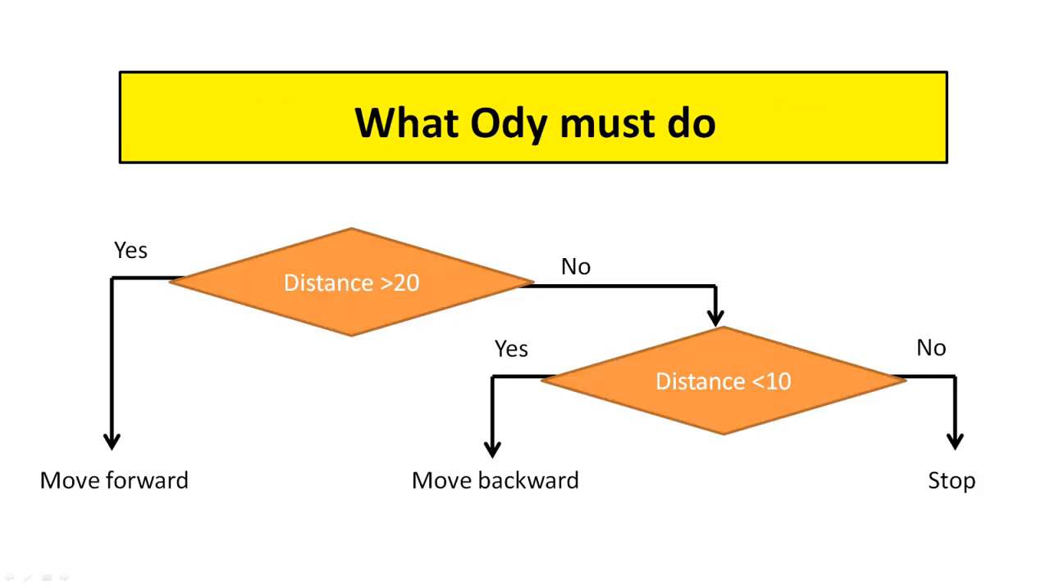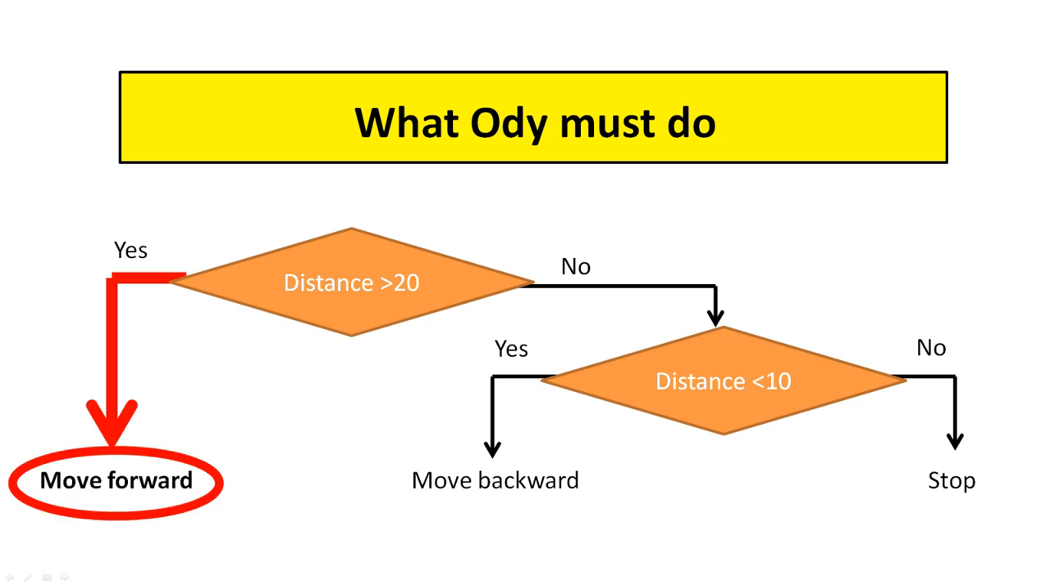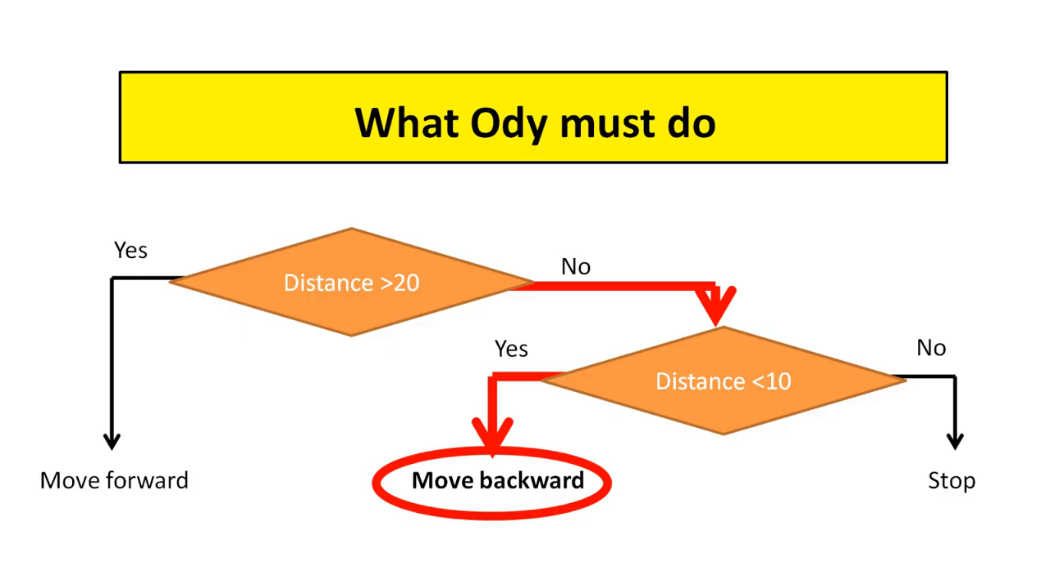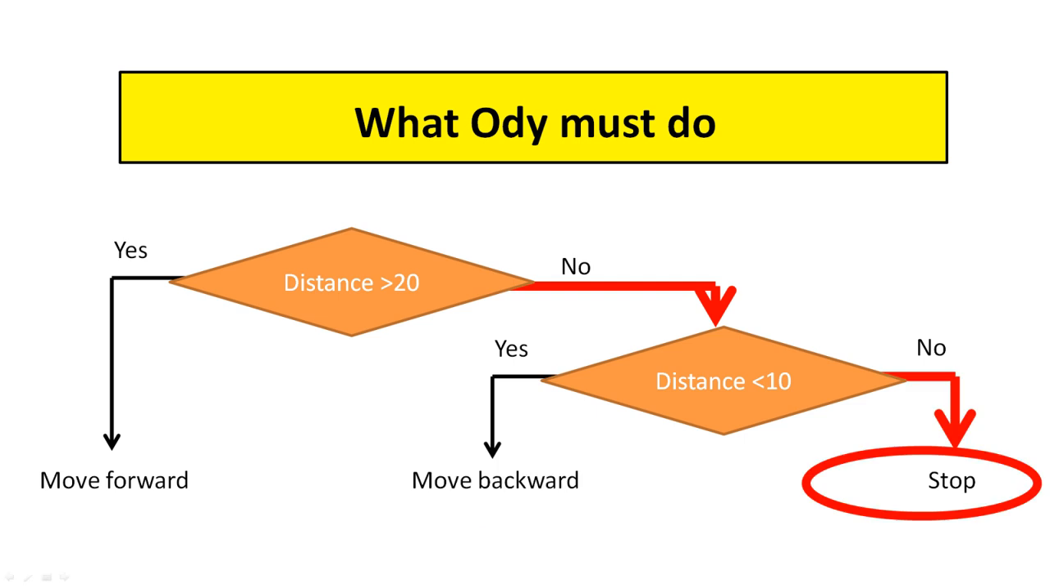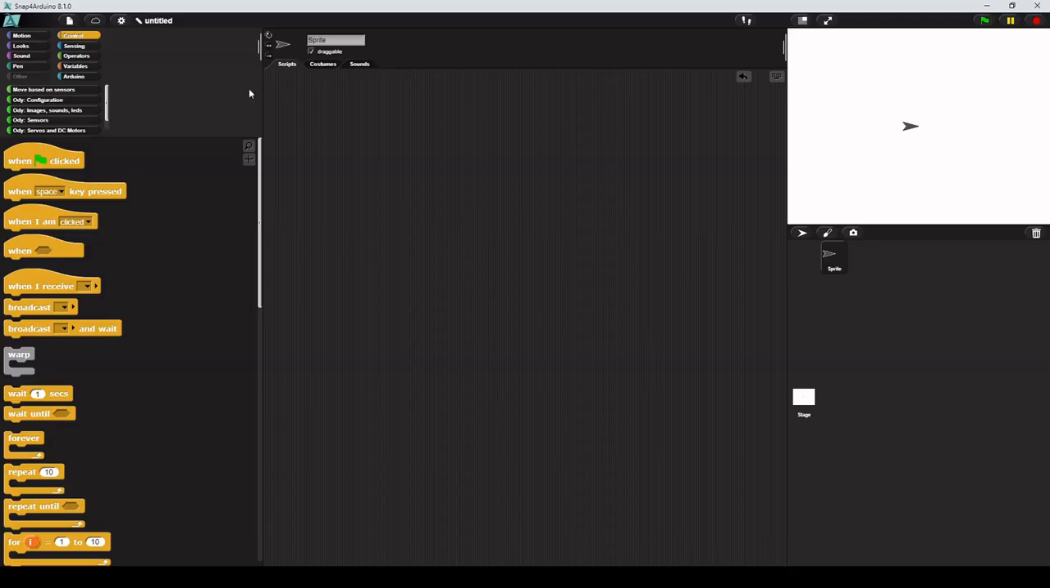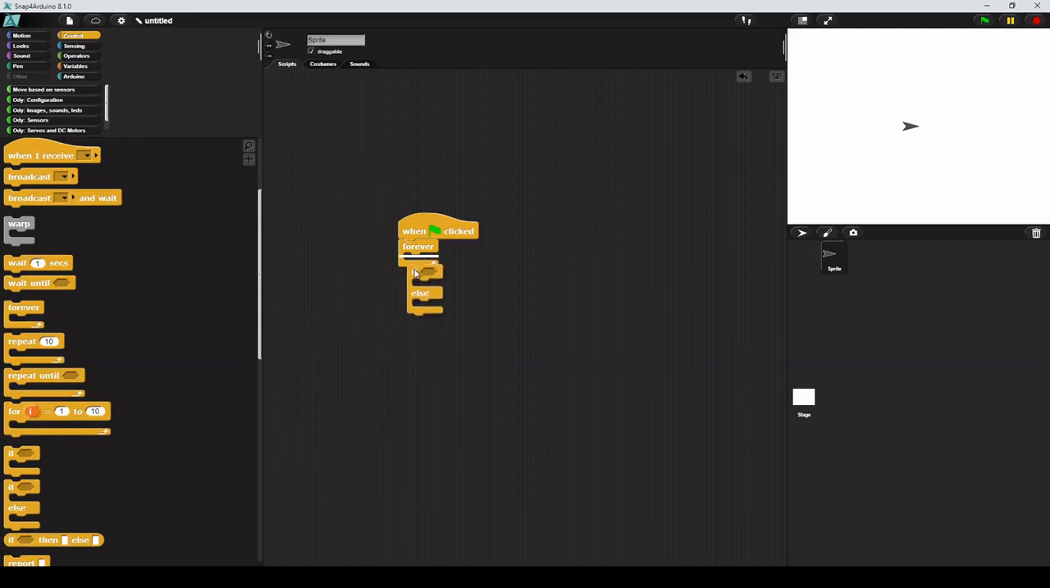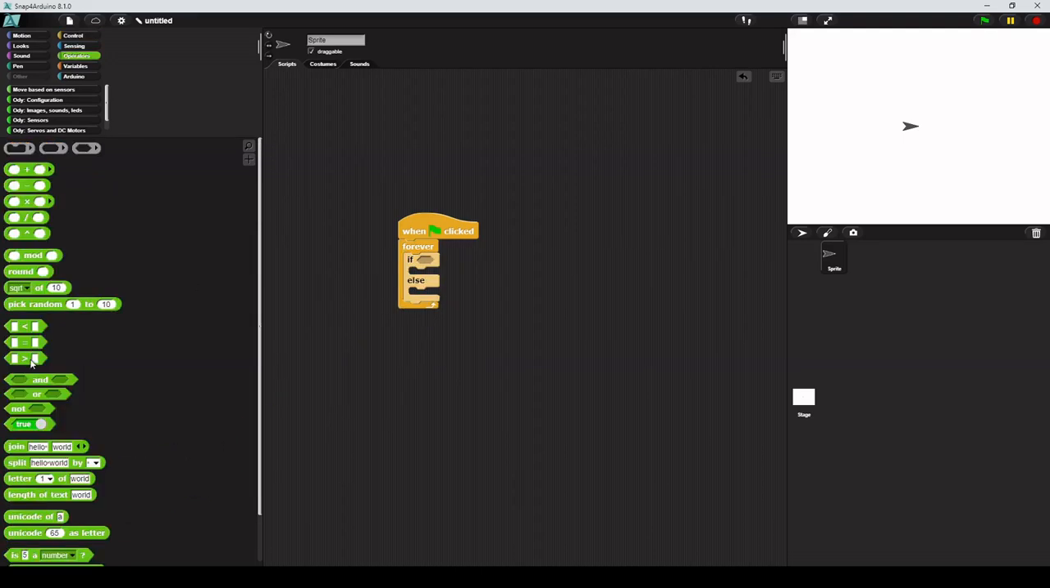This is an alternative way to describe what ODI should do. If the distance to the obstacle is bigger than 20 centimeters, move forward. Else, if the distance to the obstacle is smaller than 10 centimeters, move backward. Else, stop. Let us now write the code in Snap for Arduino. We will put all the cases inside a forever loop. This if statement will take care of the move forward case.